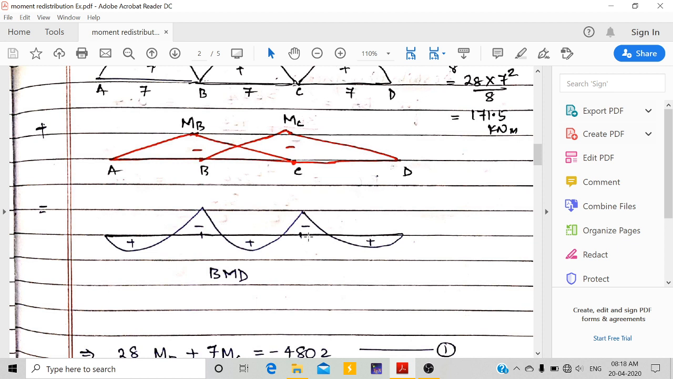When you are superimposing the bending moment diagram of the elastic phase and after moment redistribution, that is called the bending moment envelope. Here it will be 0. Then you will see that because we have reduced the support moment, the span moment will increase. So it will come like this, then decrease here, then increase here, decrease. This is how you have to superimpose the two bending moment diagrams, and this is called the bending moment envelope. Okay, thank you for watching.